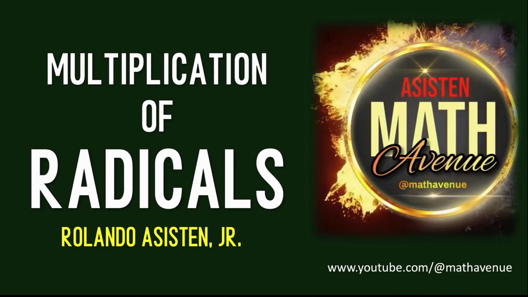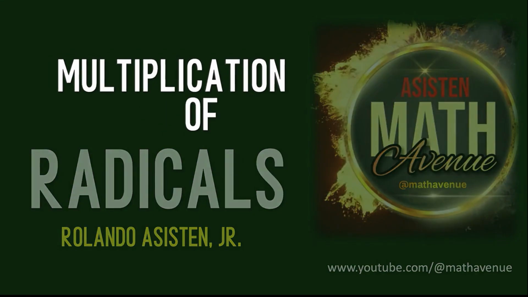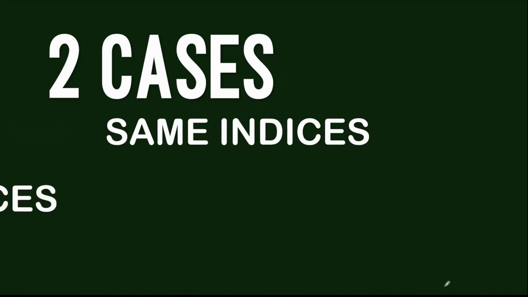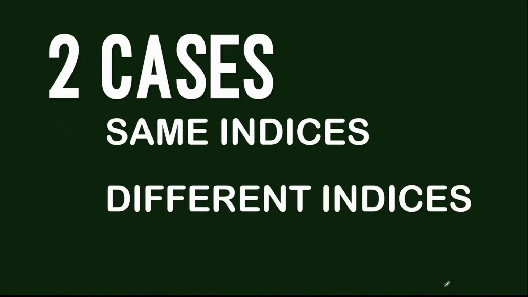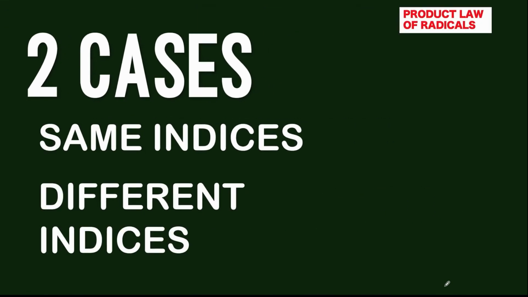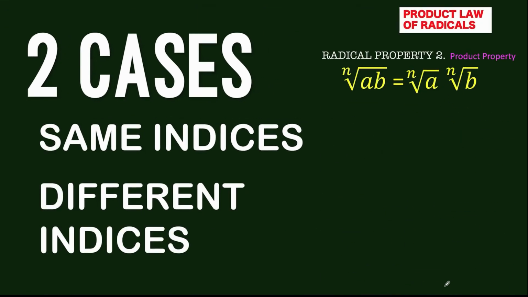Let's now proceed to multiplication of radical expressions. For multiplication of radical expressions, there are 2 cases. The first case is when the indices are the same, and the second case is when the indices are different. For both of these cases, we are going to use the product law of radicals that says the nth root of a times b is equal to the nth root of the first factor times the nth root of the second factor.